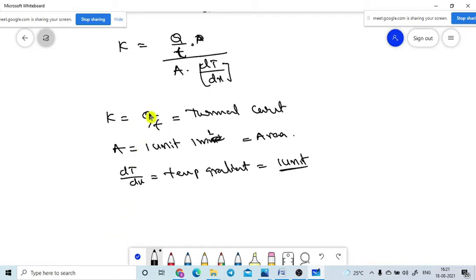If I am taking Q also, I am defining Q also. So one more definition I will use. Where Q is equal to Q, then T must be equal to 1 second also.